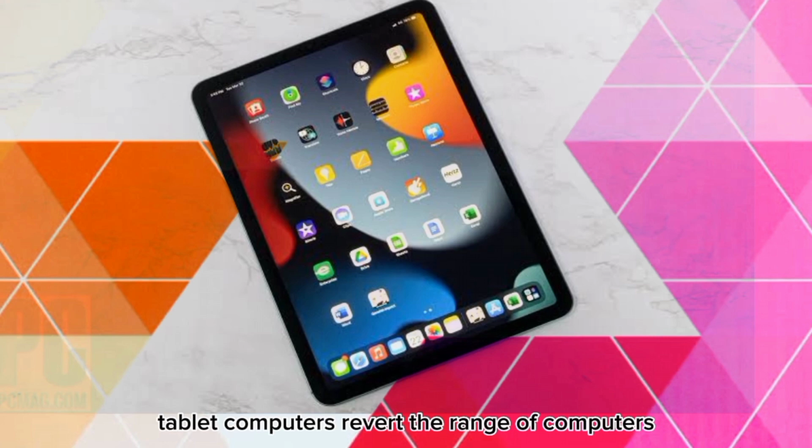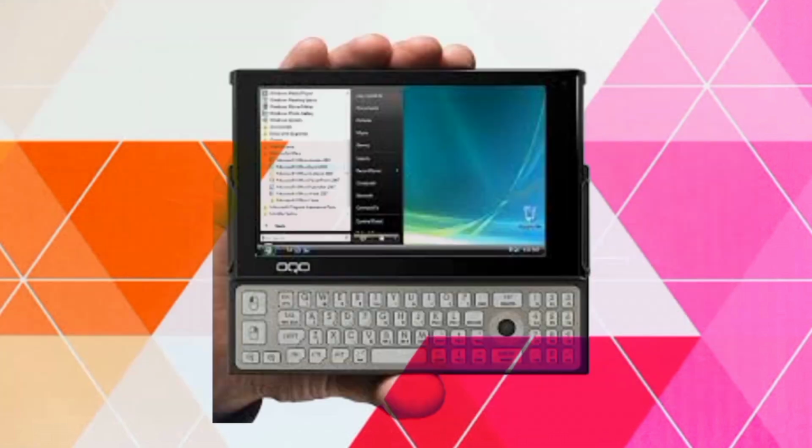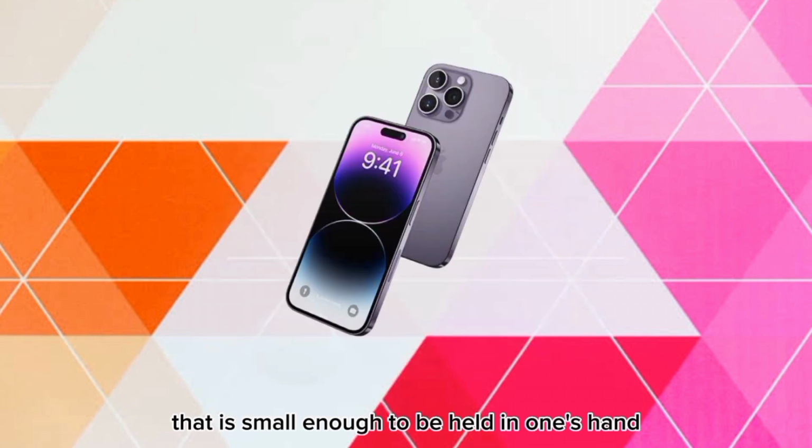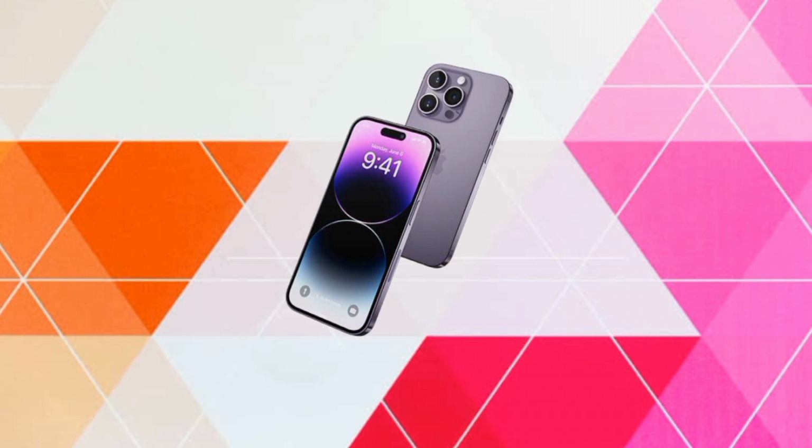Tablet computers refer to the range of computers that come with a touchscreen and no keyboard. A handheld computer is a portable computer that is small enough to be held in one's hand. A smartphone is a portable computer device that combines mobile telephone functions and computing functions into one unit.